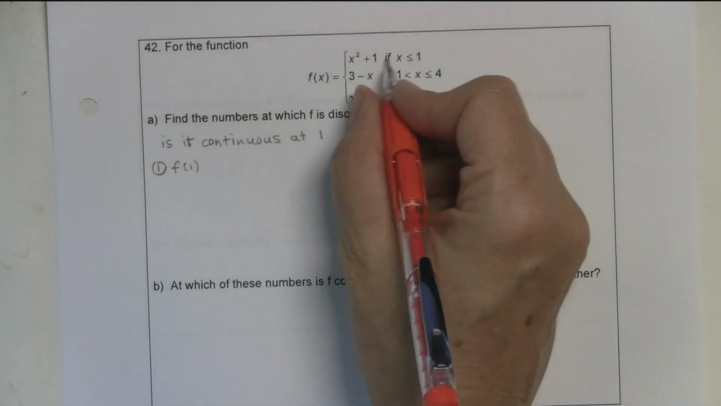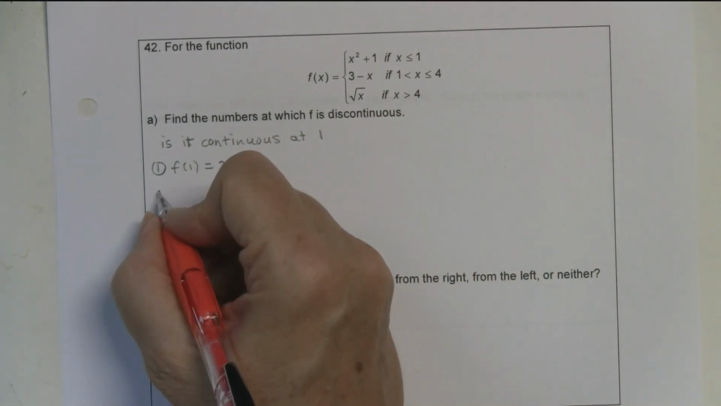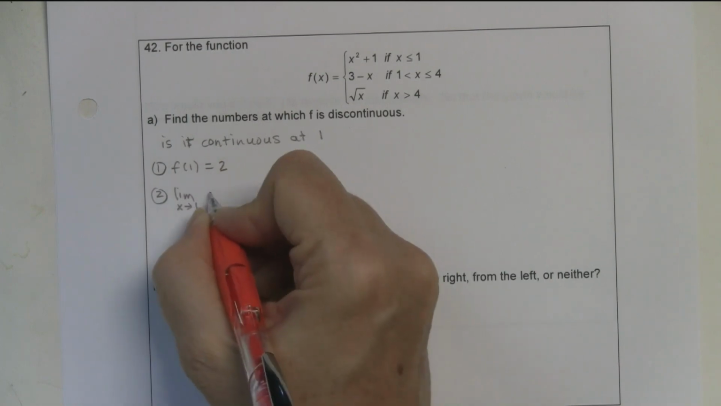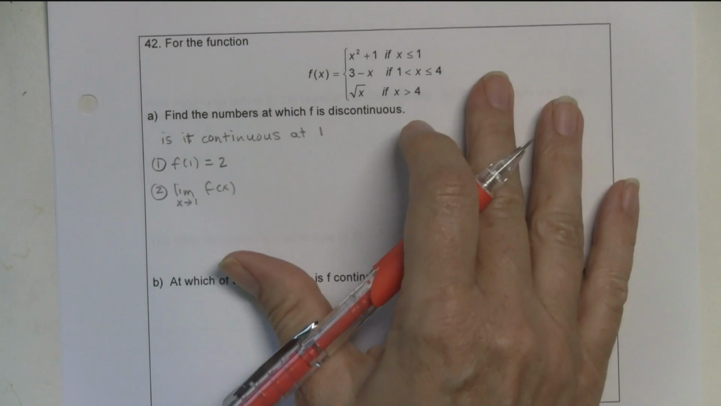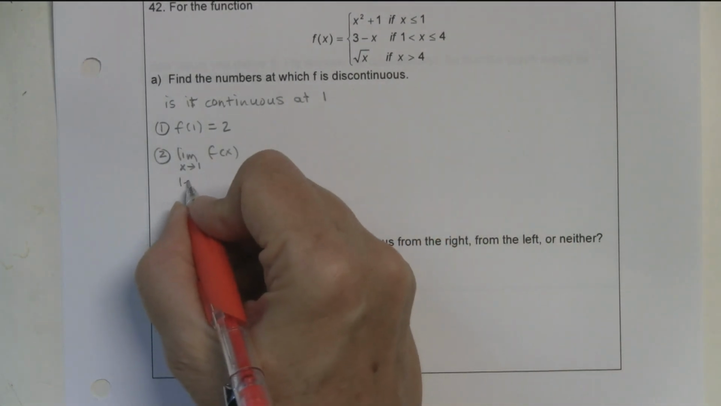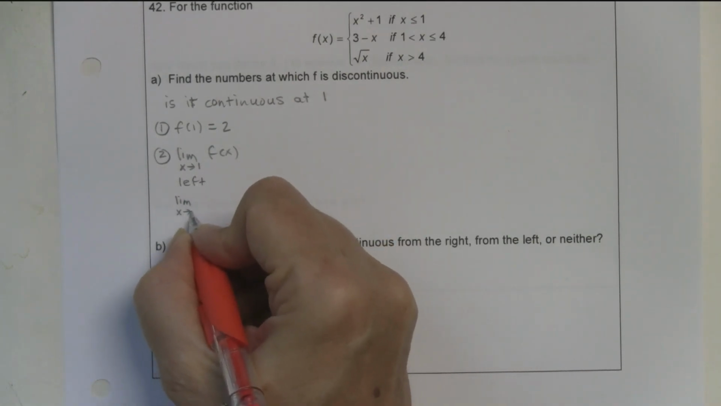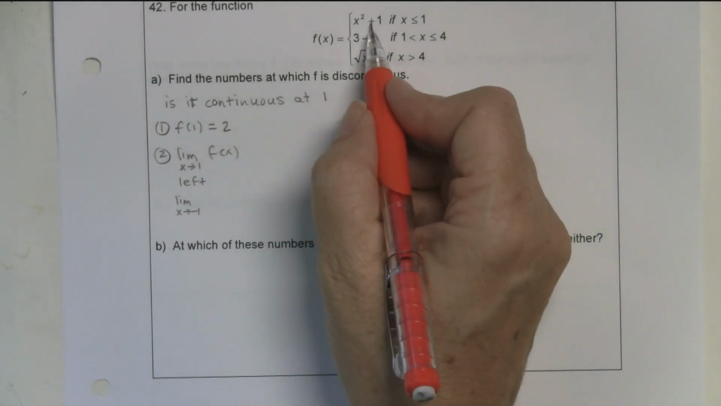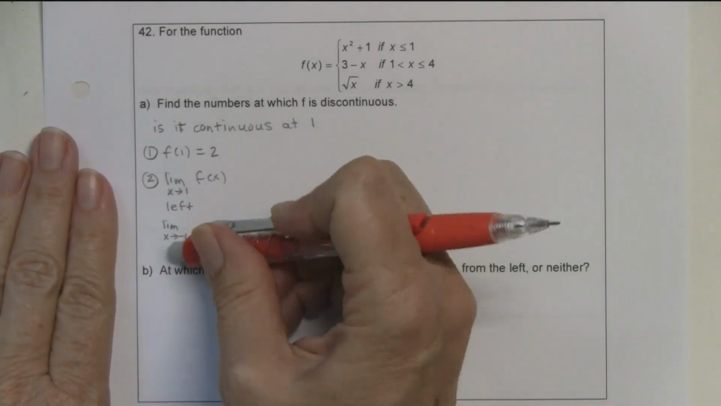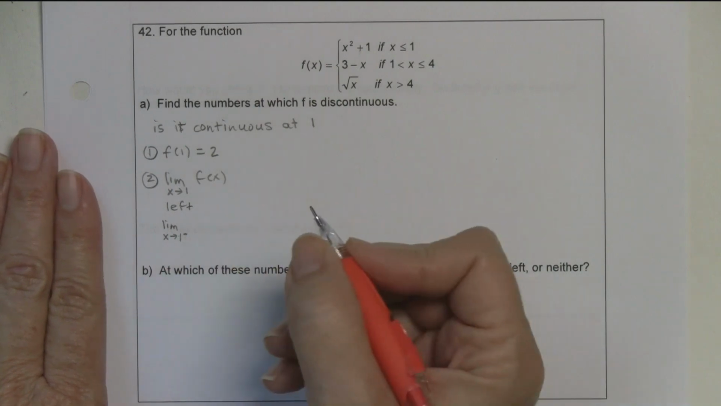So f at 1 is defined, it's equal to 2. And then they want me to look at the limit as x goes to 1 of our function. And this is a piecewise defined function, where you might have a problem. So you have to compare the left limit, which is as x goes to 1 from a little bit smaller than 1, the left limit.